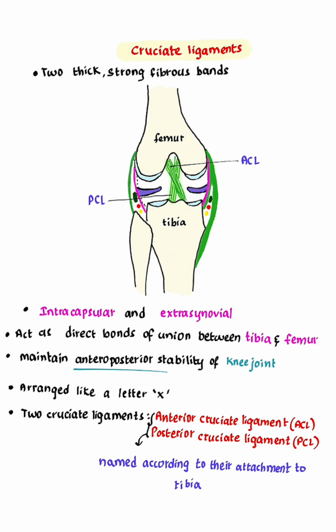They are arranged like a letter X. If you see here, they are arranged like a letter X. Hence the name cruciate. You are able to see two cruciate ligaments. One is anterior cruciate ligament and the other is posterior cruciate ligament. They are named as anterior and posterior according to their attachment to the tibia. Anterior cruciate ligament is attached to anterior part of tibia. Posterior cruciate ligament is attached to the posterior part of tibia.